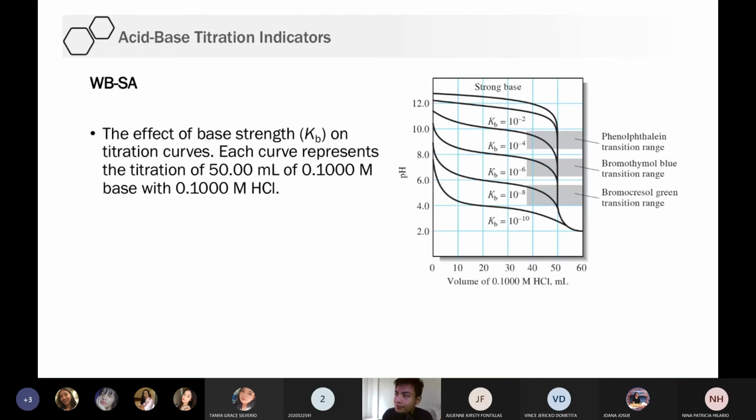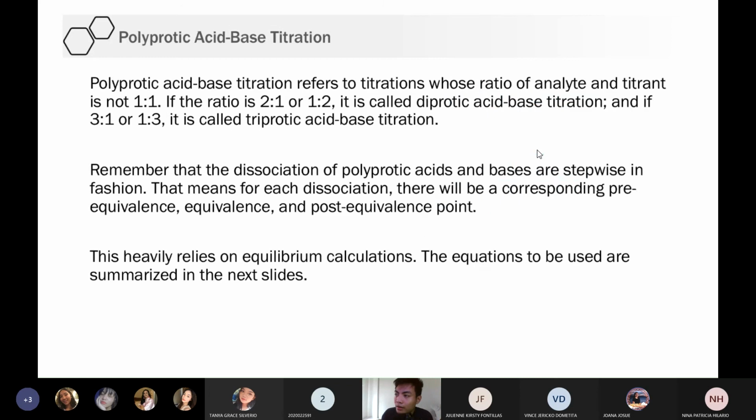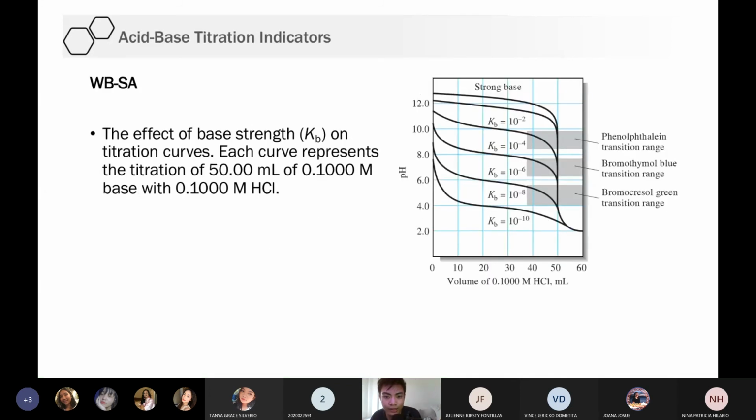Okay? So, yan. Ganon din sa weak bases, no? Same logic lang din, no? The weaker, the smaller your Kb, no? The shorter the inflection point then. As a result, mas onti yung indicators na applicable. Okay? Ayan. So, yun lang yung idea, no?